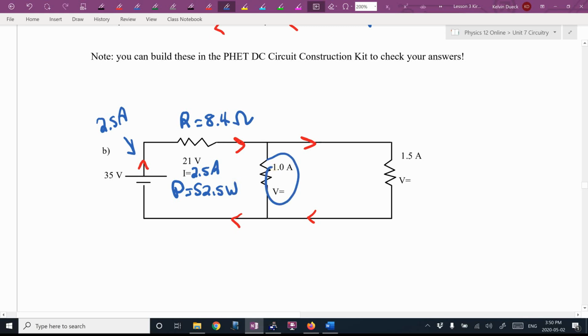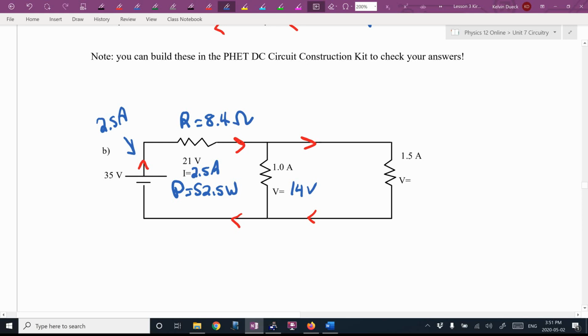Do I know two things here? Not yet. Do I know two things here? Not yet. Okay, so now we're going to ski. I'll ski the inner one first. I start with 35 volts. I lose 21 volts, leaving 14. Whee! That got me all the way to the bottom. So in that resistor there, I must have lost 14 volts.